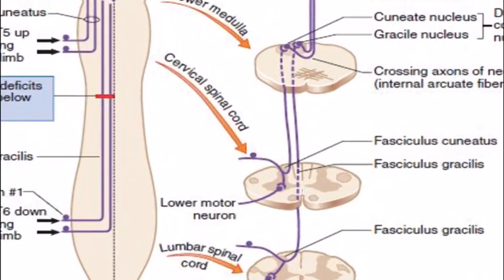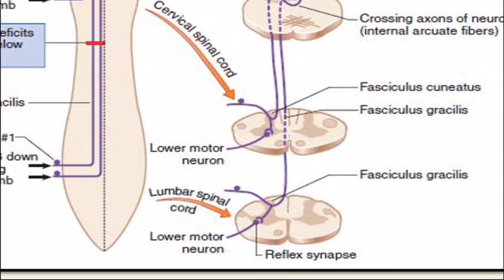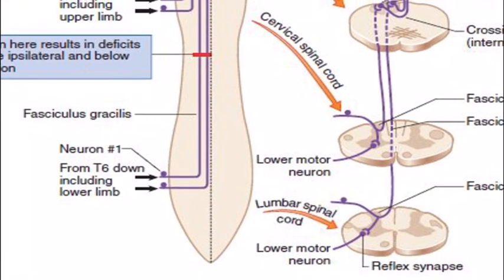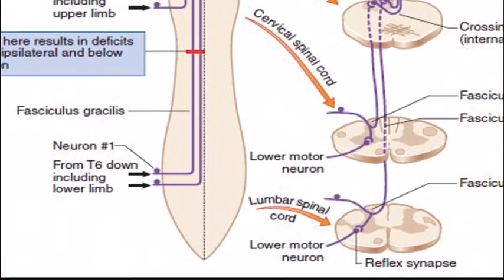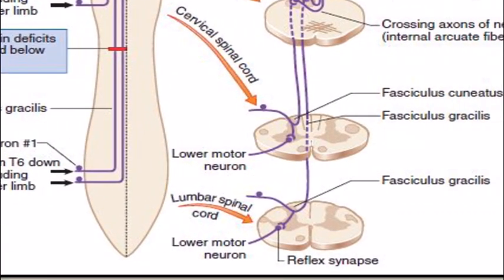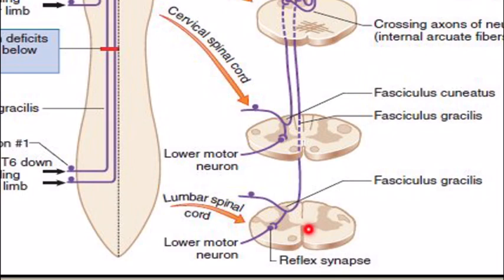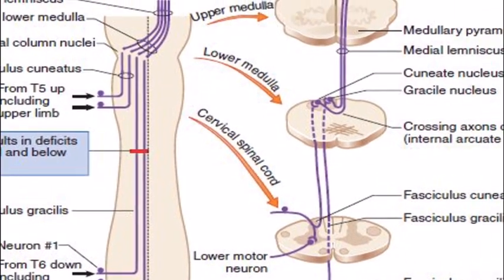Diagrammatically, it has been shown in detail over here. Say this part is the lower part of the spinal cord, this one is the cervical spinal cord, and this one is the lumbar spinal cord. The lumbar spinal cord is forming the fasciculus gracilis. See, this is the most medial position, and the fibers coming from the cervical spinal cord are on the lateral aspect, the fasciculus cuneatus, right, fasciculus cuneatus.